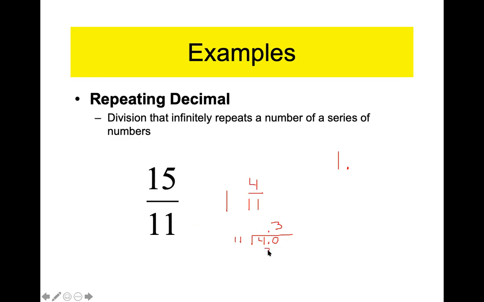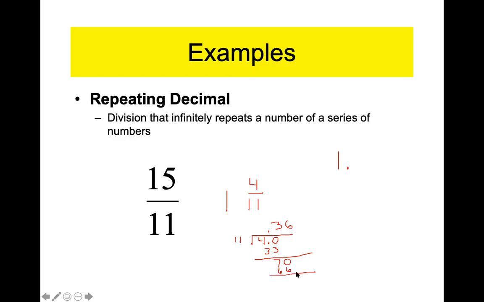So that would be 33 with a 7. Okay, it doesn't look like it's repeating. Maybe it's going to work. We'll see. Add a 0, 11 goes into 70, 6 times. That'd be 66. Ooh, maybe it's going to work.